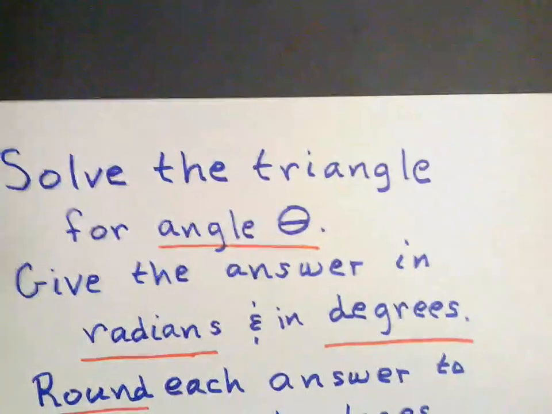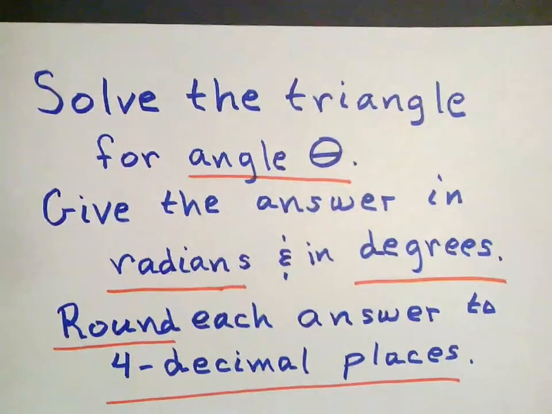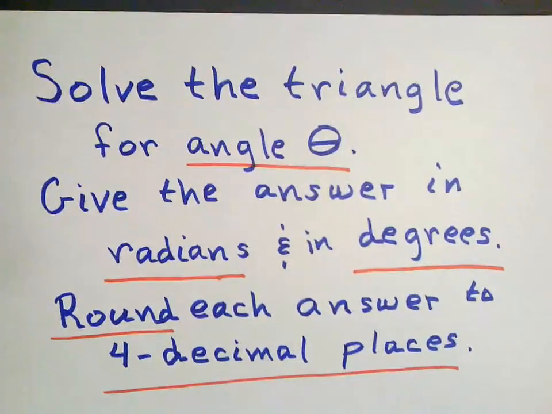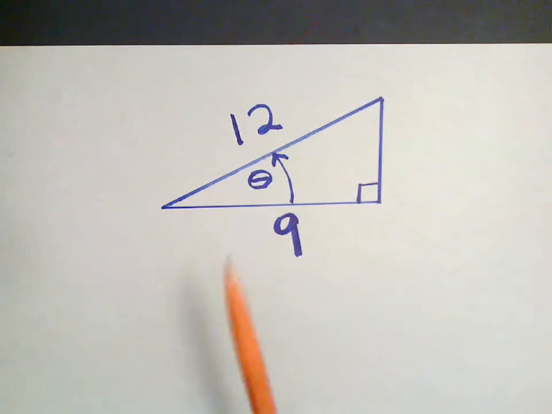What we're going to do now, we're going to solve the triangle for angle theta. We're going to give the answer in radians and in degrees, and we're going to round our answers to 4 decimal places. Well, here's the angle and the triangle, the angle theta, the triangle, and the given sides.